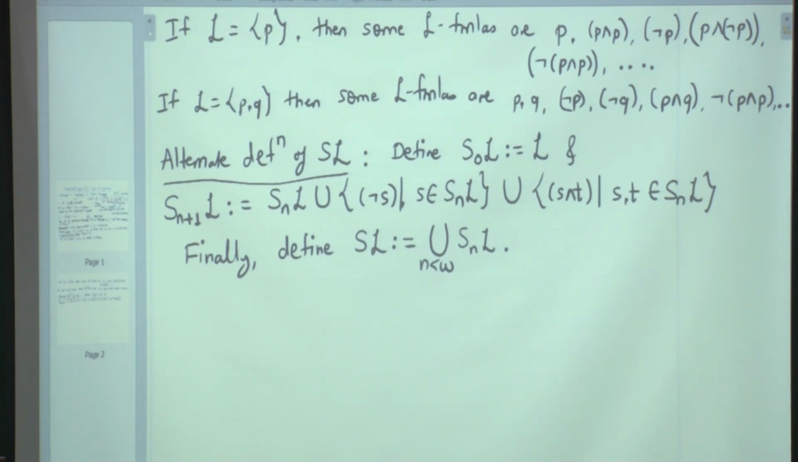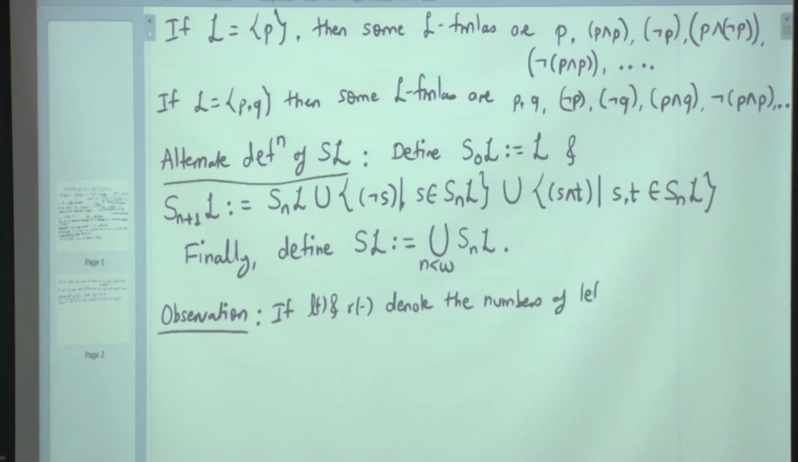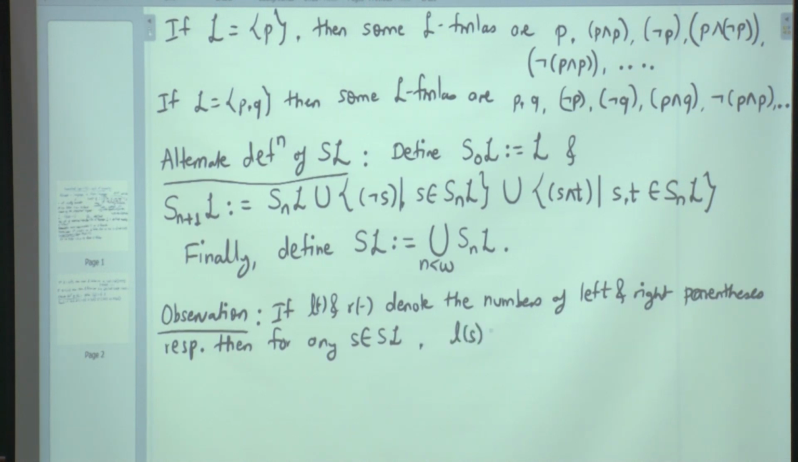Now, one observation that you might have made so far, but you are supposed to prove it: if L-blank and R-blank denote the numbers of left and right parentheses respectively, then for any S in SL, L of S is equal to R of S. How will you prove such a result?